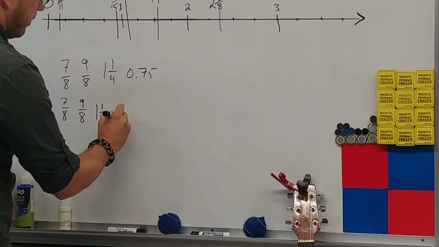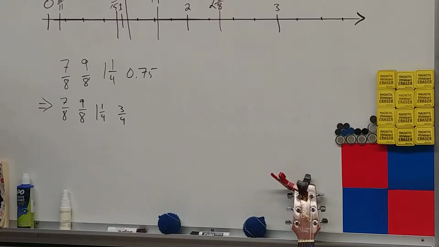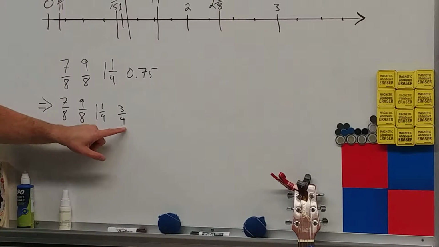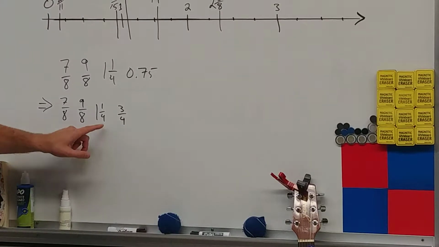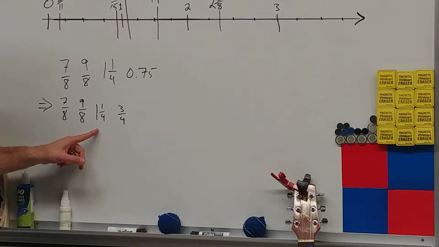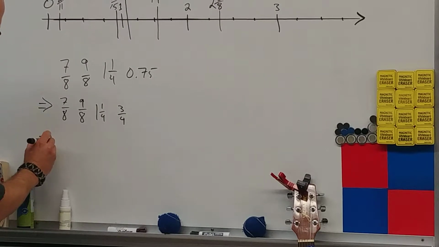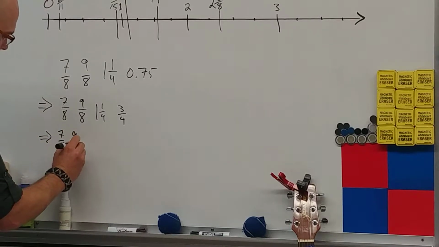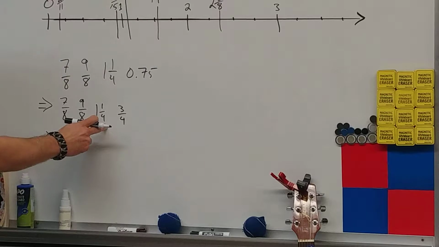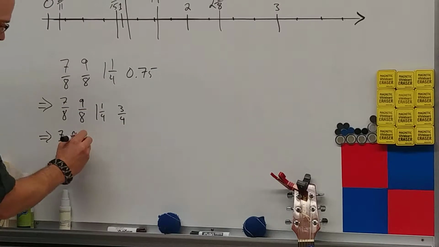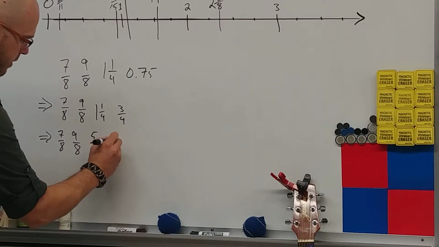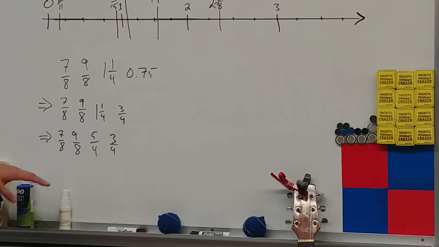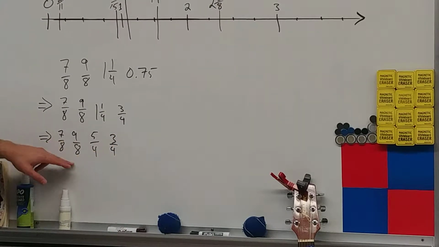0.75, that's like 3/4. Now, if you look at this, you can see that we can start changing these so that the bottoms are the same. I think I should make that into an improper fraction, not a mixed number, just to make it easy. 1 is worth 4/4 plus 1 more quarter is 5/4. There we go.